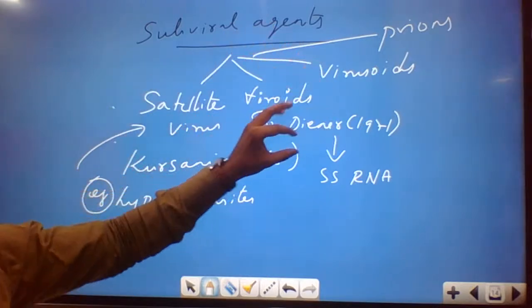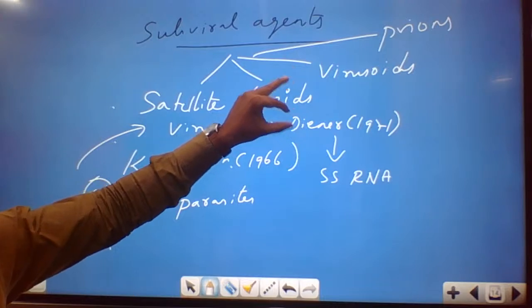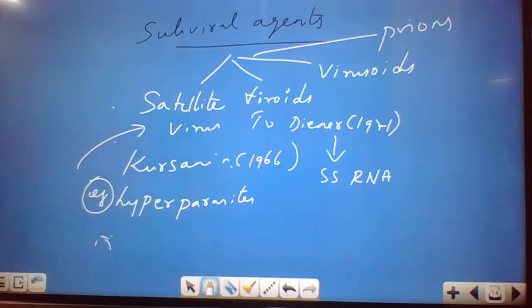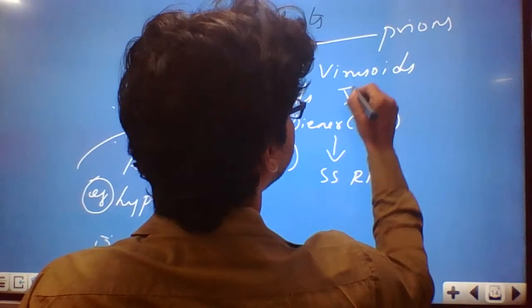And coming to the virusoids, as far as virusoids are concerned, what we discuss is that virusoids were actually described by J.W. Randles. This was proposed by J.W.